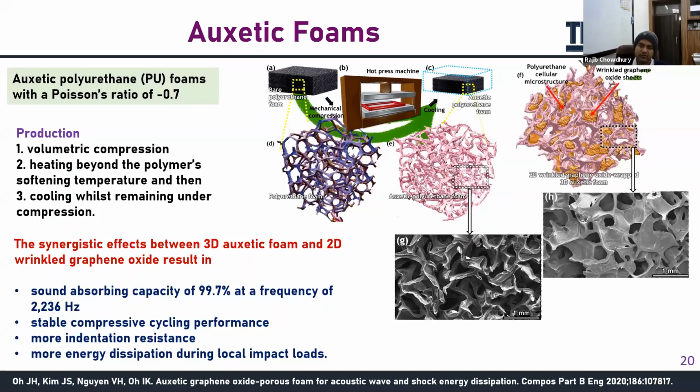0.7, that was first manufactured by scientists at the University of Nottingham and University of Bristol, at the Advanced Composite Center. There, they were formed with the reentrant cell structure, which is given in figure A on this particular figure. This auxetic foam could be produced from conventional foam through a process.